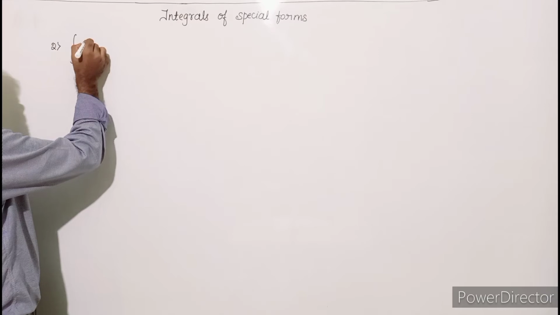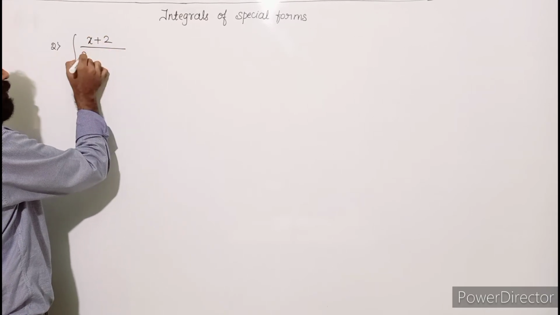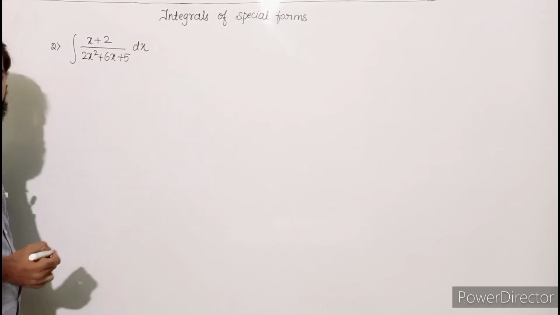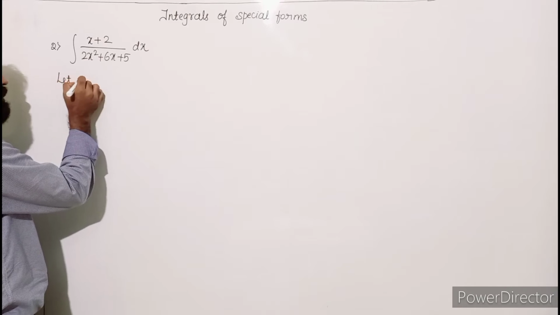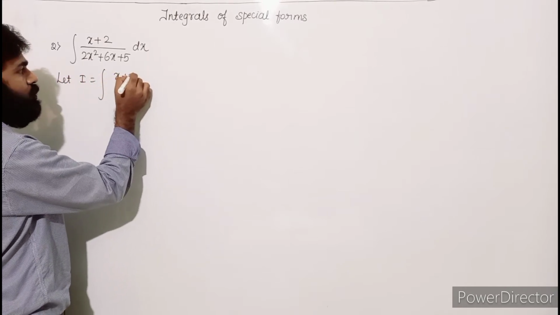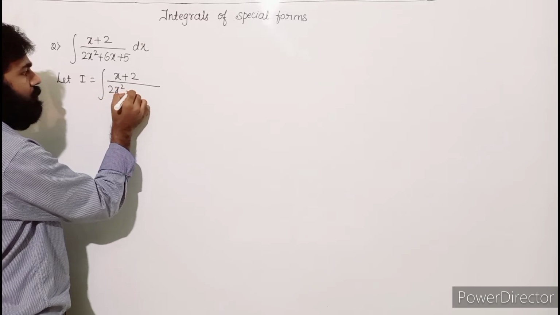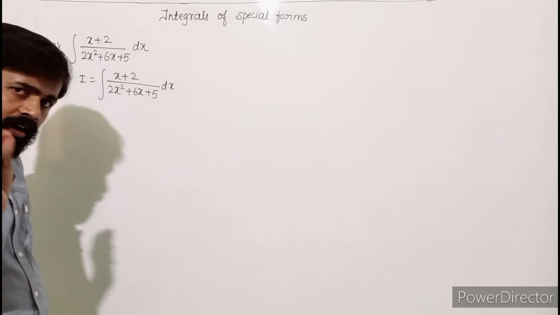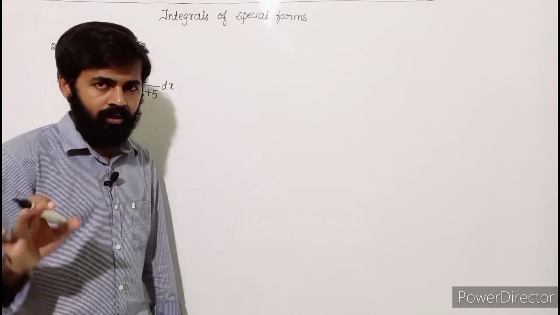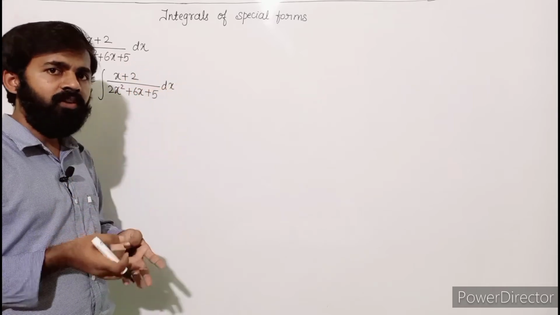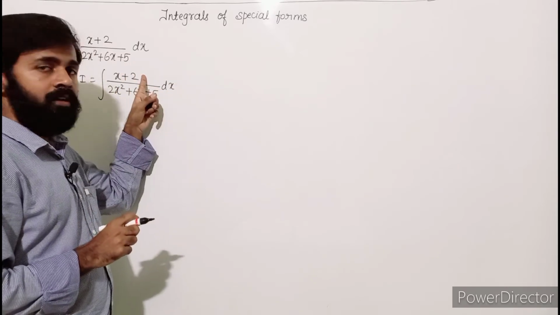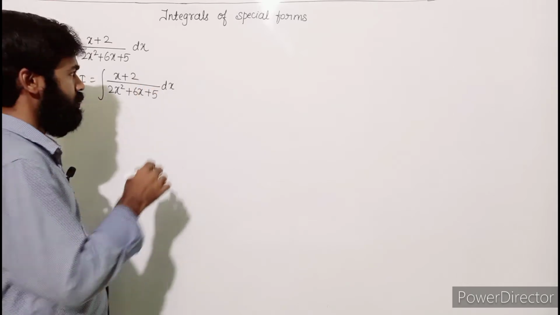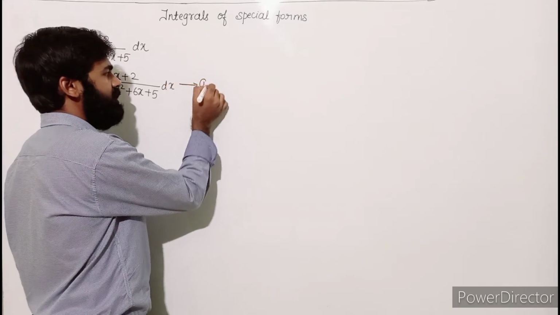Second problem, integration of x plus 2 by 2x square plus 6x plus 5 dx. Okay, so let's consider this integral as I. So in all the problems we have solved till now, the numerator was 1. It did not involve what? The x terms. But here the numerator involves x terms. So in such a case, what should I do? So what I will do is, I will call this equation 1.